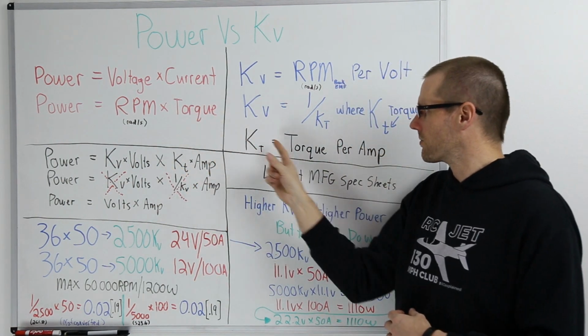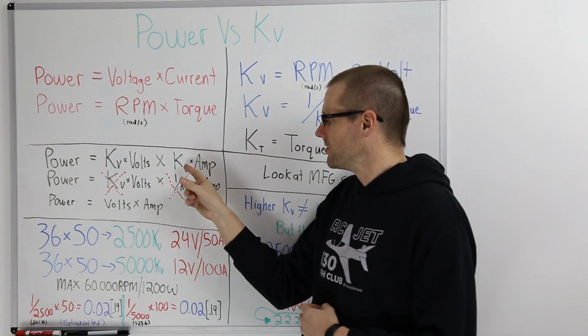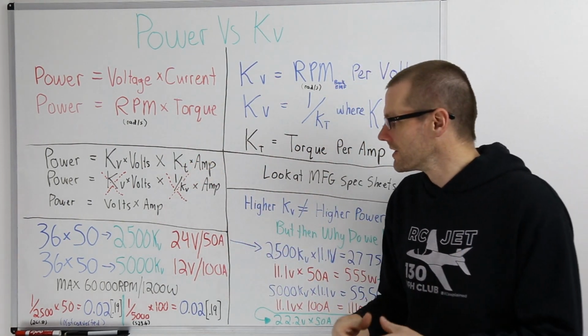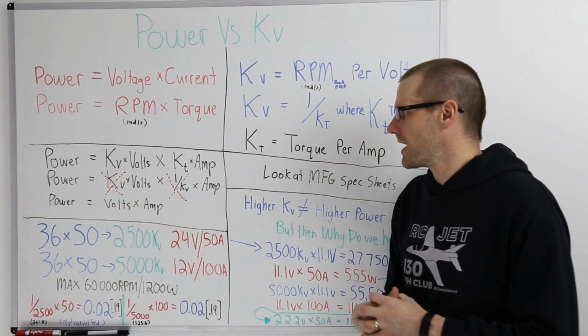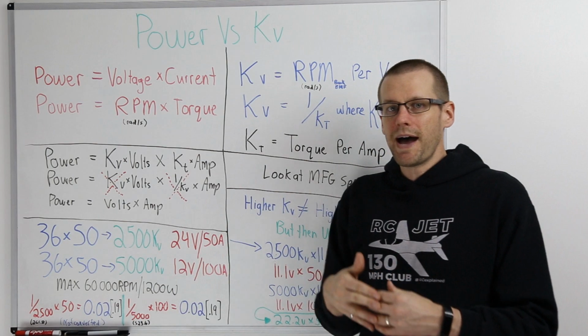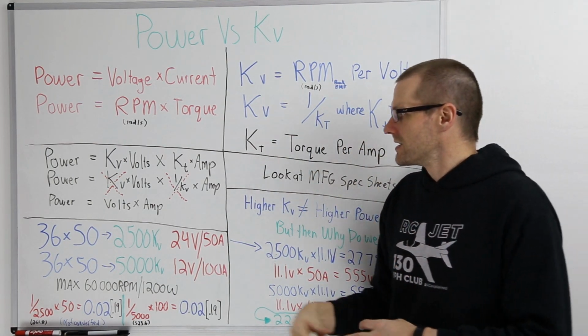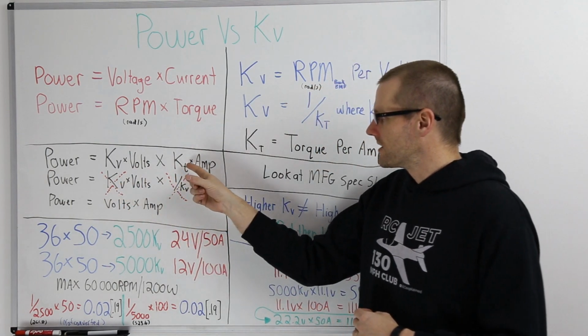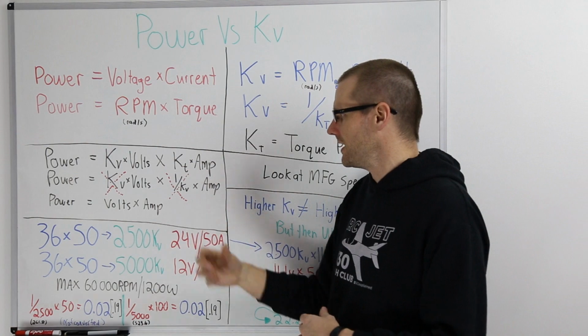When we look at torque, we just learned what torque is. Now we take torque and it's equivalent to kT multiplied by current, exactly the same as what we do here for our kV multiplied by volts. Then when we go back to what we learned here, kV is essentially 1 over kT. So we can take kT and put 1 over kV, because that is what kT is equal to.